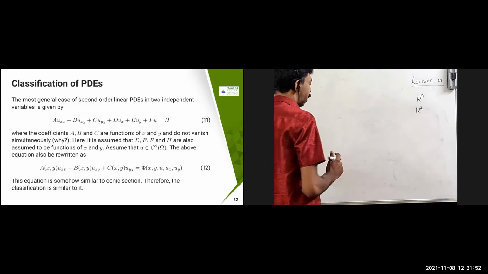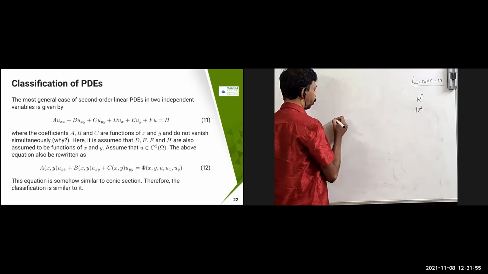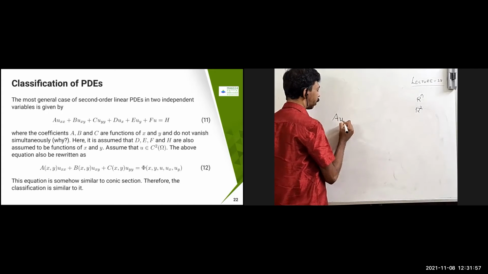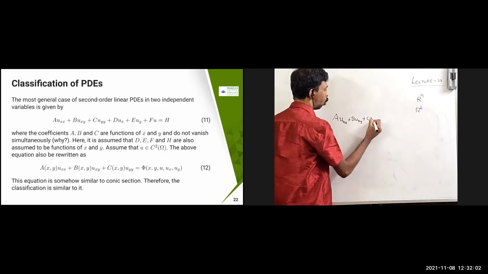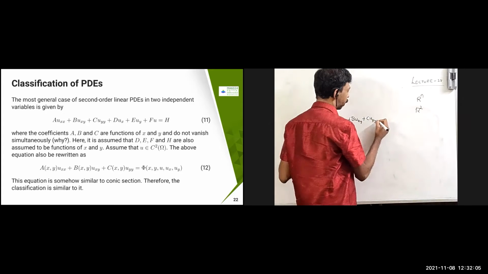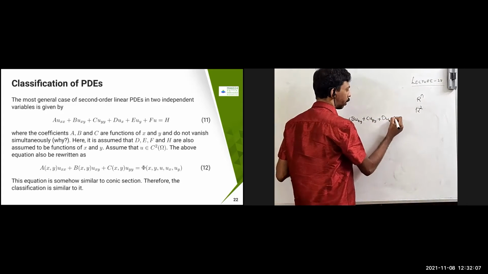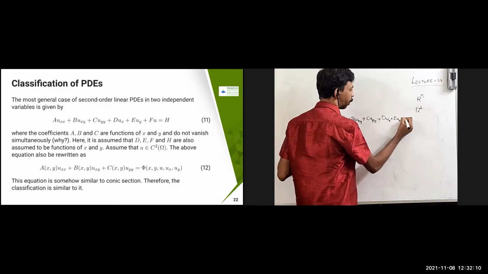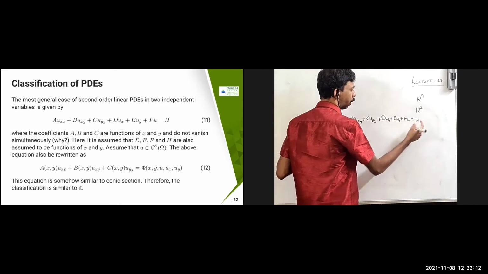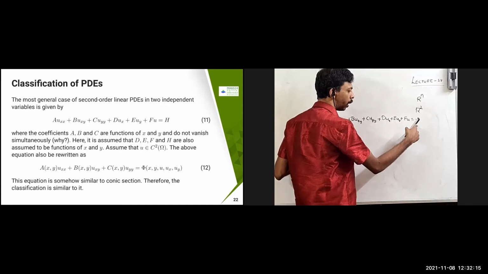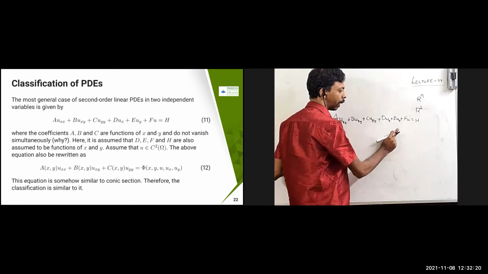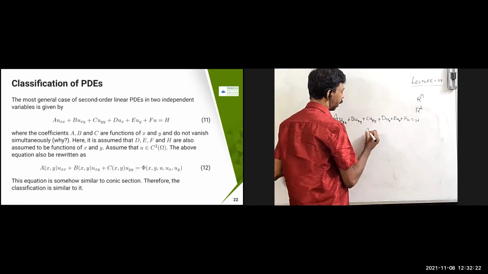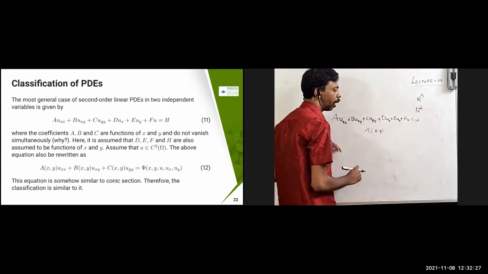The most general second order linear PDE in two variables you can write in this form: A u_xx plus B u_xy plus C u_yy plus D u_x plus E u_y plus F u equal to K. If K is 0, this is a homogeneous PDE, otherwise it is a non-homogeneous PDE. Here A, B, C, D, E, F are not constants; they are functions of x comma y.